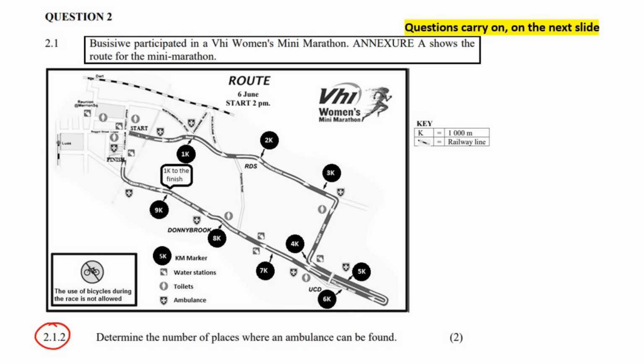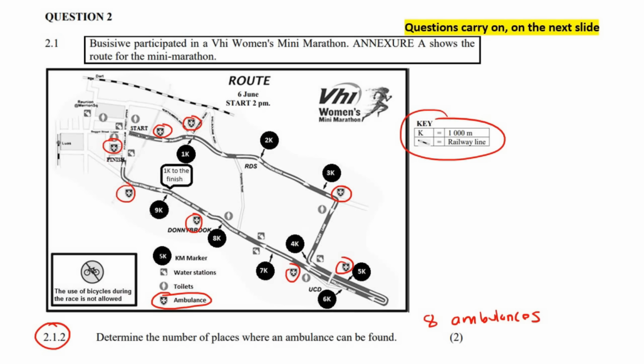This question says, determine the number of places where an ambulance can be found. So you got to look at a key. So there's nothing there, but then over here, if you look carefully, they tell us there is an ambulance shown with those. So now we just got to go count how many we can see. So 1, 2, 3, 4, 5, 6, 7, 8. 8 ambulances. These people are not playing.